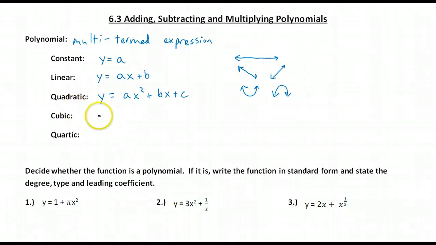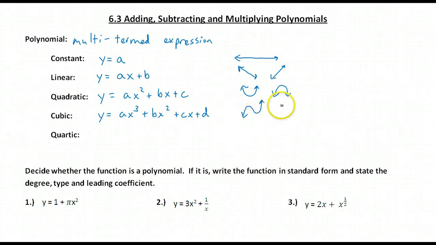A cubic polynomial, the highest power of x will be 3. The graph of a cubic polynomial will look like this or like this. It's kind of like a parabola that bends one more time. It's like a parabola and a parabola.